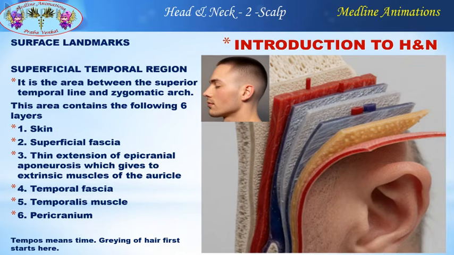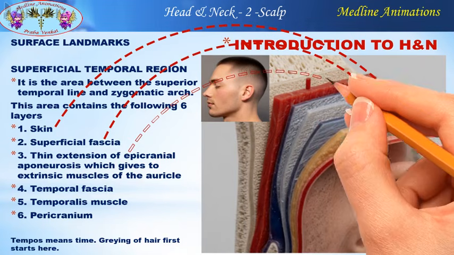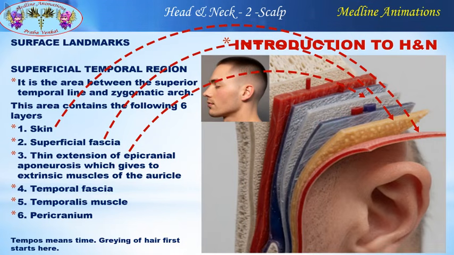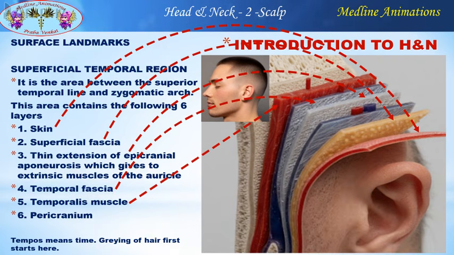Let's have a brief look at the superficial temporal region. It is the area between the superior temporal line and the zygomatic arch. This area contains the following 6 layers: skin, superficial fascia, a thin extension of the epicranial aponeurosis, which gives origin to the extrinsic muscles of the auricle, temporal fascia, temporalis muscle, and pericranium.